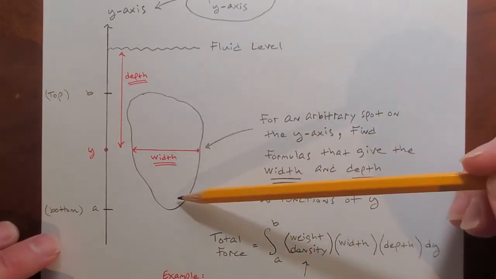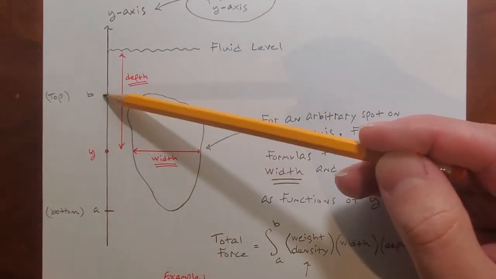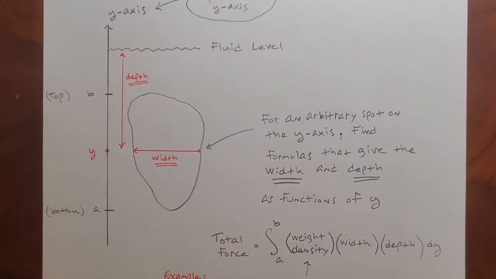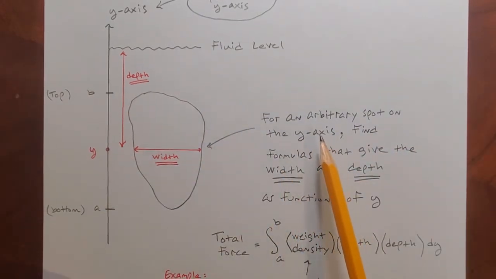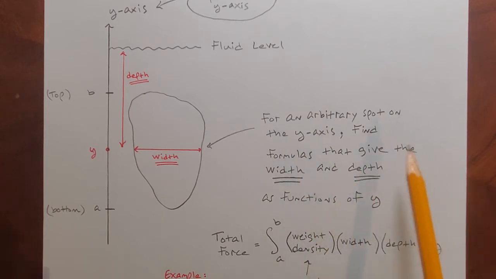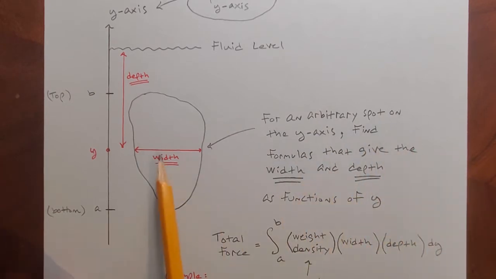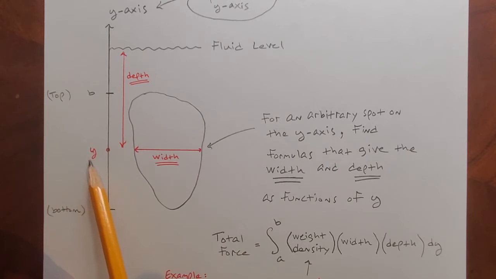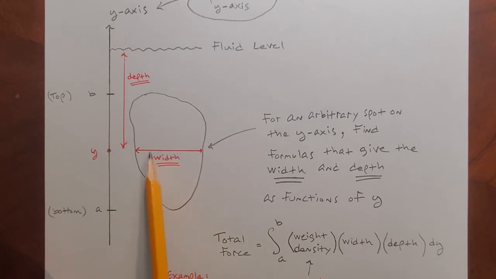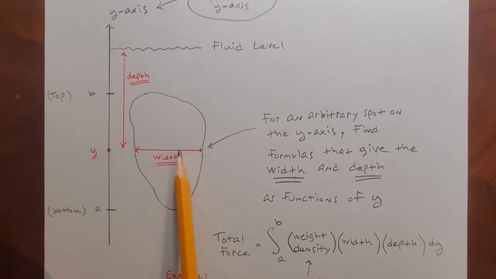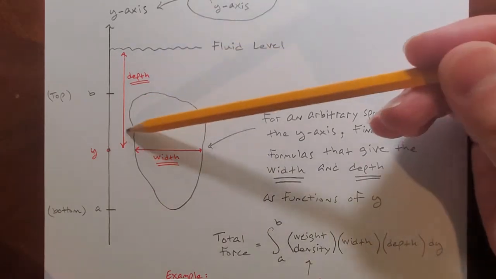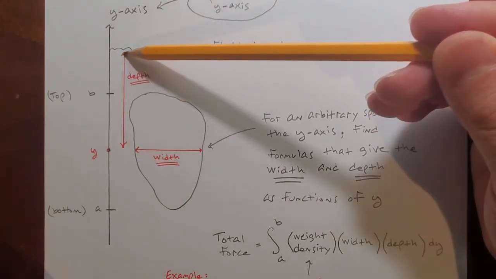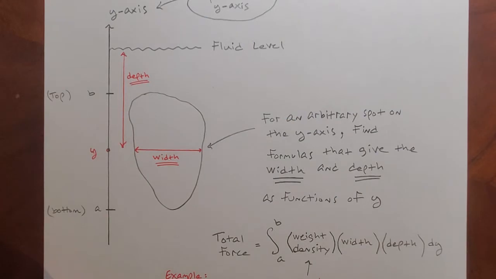Your surface will span the y-axis from point A to point B, from top to bottom, okay? And we need these functions, these formulas, these equations that do this. If I was to give you an arbitrary spot on the y-axis, I need formulas that give you the width at that spot. Okay, so say I say this spot right here. Tell me how wide it is. Give me a formula that calculates the width. And then give me another formula that calculates the depth. Okay? Where width and depth are as you see them on my picture.